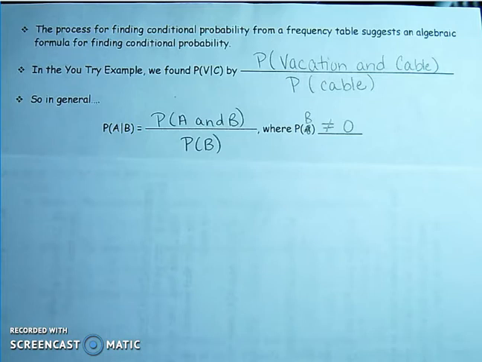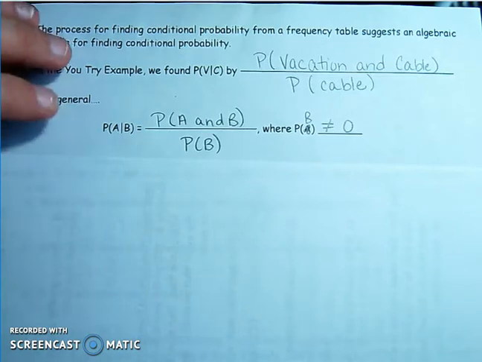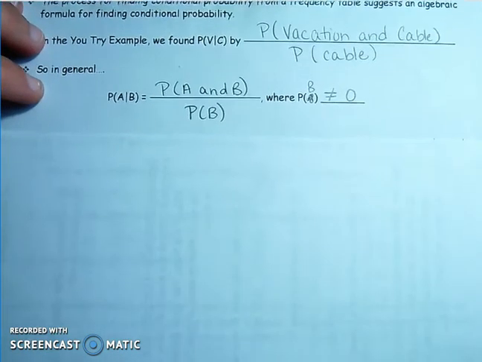So in general, the probability of A given B is the probability of A and B over the probability of B, where, and you need to fix this in your notes, the probability of B cannot be 0, because if the probability of B was 0, you would have a 0 in the denominator, and that's not possible because we can't divide by 0 ever. So it's the probability of their intersection over the probability of the given information. So let's look at an example and show you how easy this formula is.